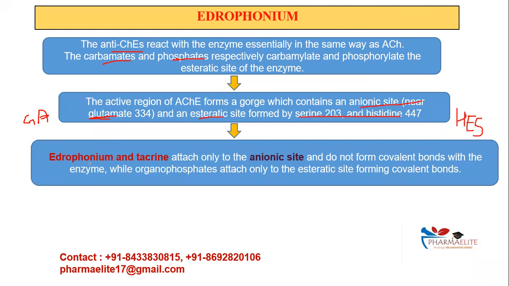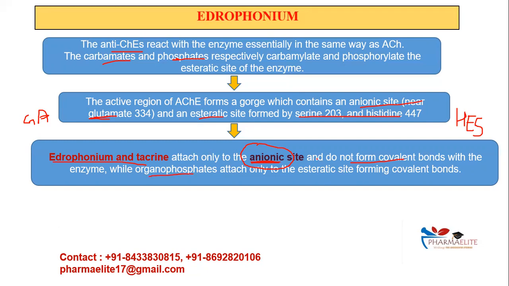Coming on to the next part, ये बहुत important है. This is very, very important. Edrophonium and tacrine, they only bind to the anionic site and they do not form covalent bonds. Covalent bonds are stronger bonds, so dissociation बहुत slow होगा. So they do not form covalent bonds, and also हम लोगों ने देखा, the duration of action is very short. They bind only to the anionic site, not to the esteratic site; acetylcholine दोनों से bind करता है. But edrophonium and tacrine only bind to the anionic site.